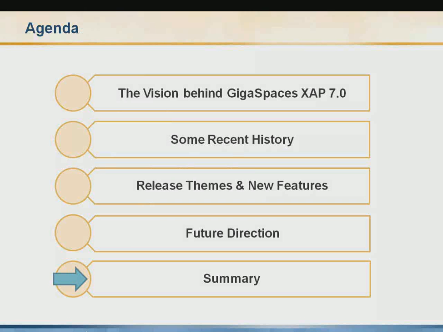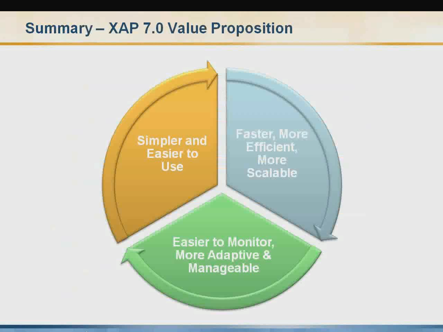So that's looking into the future. Short summary before we move on to the questions and answers. There are 3 main value props around XAP 7. The first one is simplicity. It's simpler and easier to use. More APIs, improved packaging, easier to get started with because of the new jar file structure.